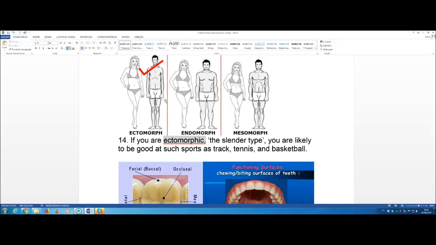My turn. If you are ectomorphic, the slender type, you are likely to be good at such sports as track, tennis, and basketball. And what is the correction? Ectomorphic is the slender type. So ectomorphic is the type of what? Slender type of body, I guess. Yes, you got it. Right.